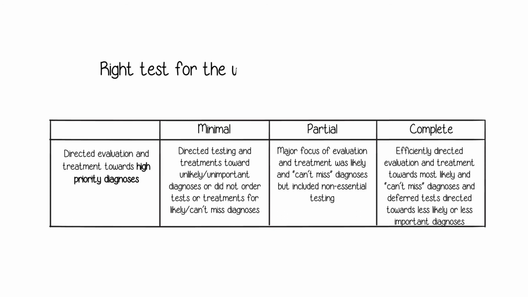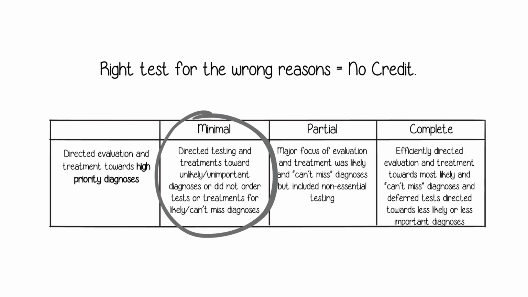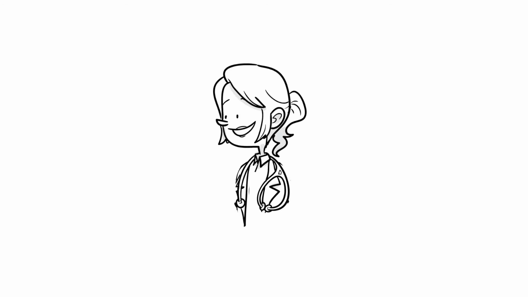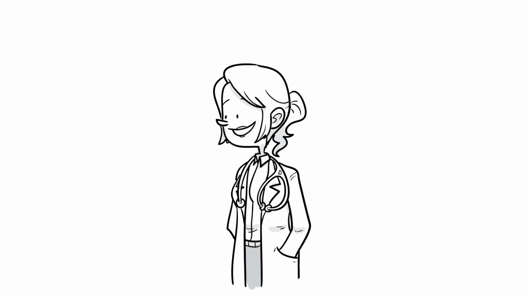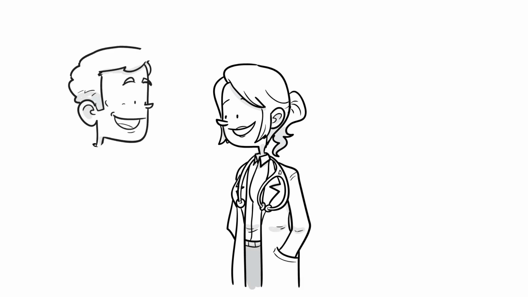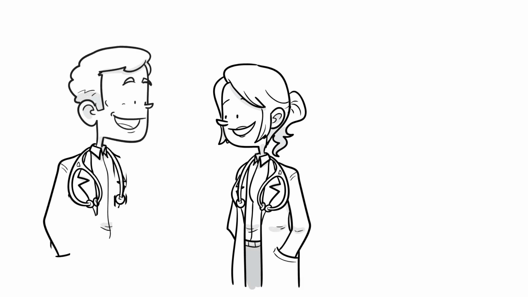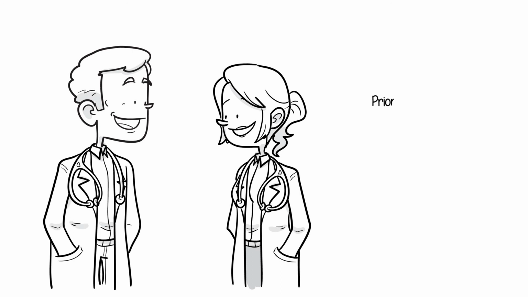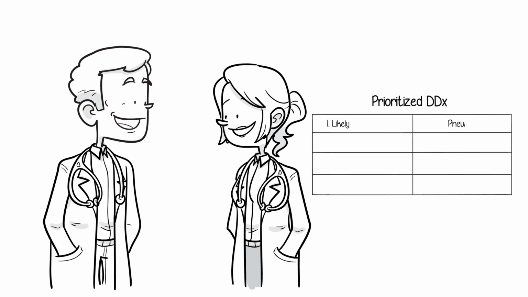If a learner chooses the right tests but for the wrong reasons, the learner should not be assessed as complete in this domain on the ART. A teacher can help the learner prioritize high-value testing by guiding them in the articulation of a prioritized differential diagnosis and then asking them to discuss the merits and harms of testing for one condition in each category: most likely, less likely, unlikely, and can't-miss diagnosis.